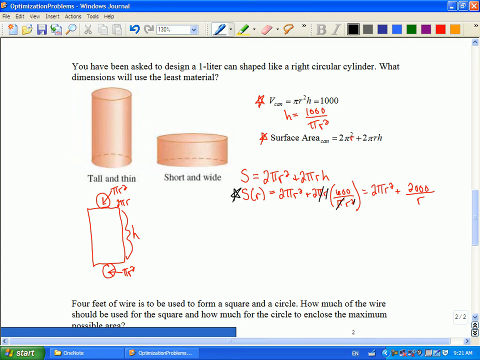Can you find the optimal radius? What radius will use the least amount of surface area, right? Go save these companies millions of dollars.